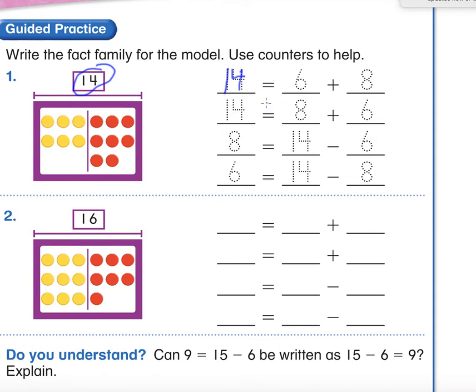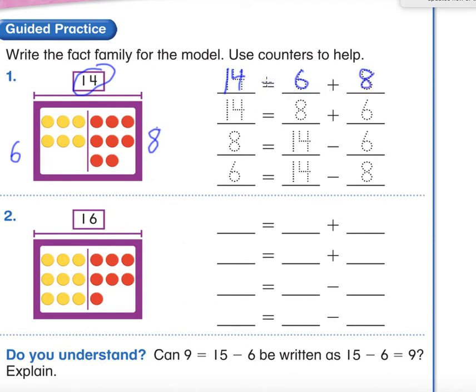Now they want to know, what parts can this be broken down into? Well, let's look at our chart. On this side, we have 6 yellow dots. And on this side, we have 6, 7, 8 red dots. Okay, so the two parts this can be broken down into is 6 plus 8.